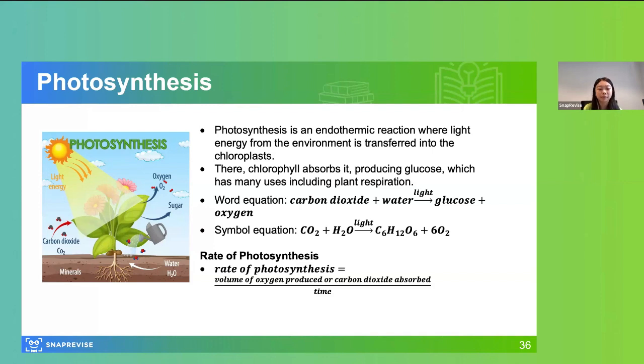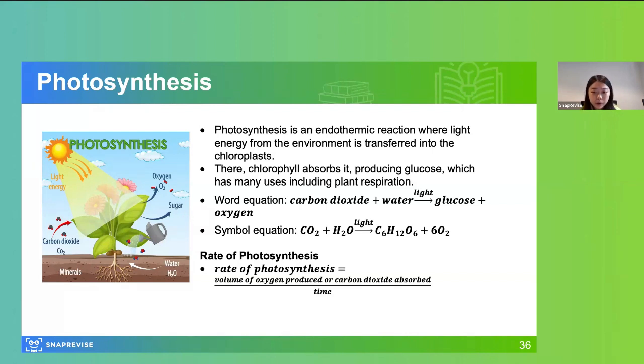Within the chloroplasts, we have these things called chlorophyll. And the chlorophyll absorbs this light energy. And after it absorbs it, it's going to produce glucose, which also has many uses. So for example, plant respiration, they make their own glucose. So therefore, it's unlike humans where we actually have to eat to get this glucose. For plants, they make their own glucose through photosynthesis, so they don't actually need to eat anything.